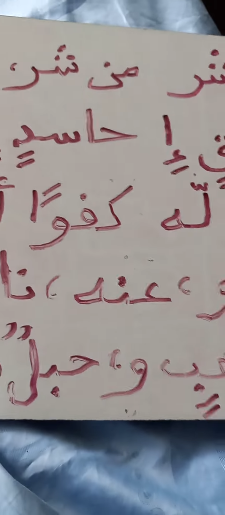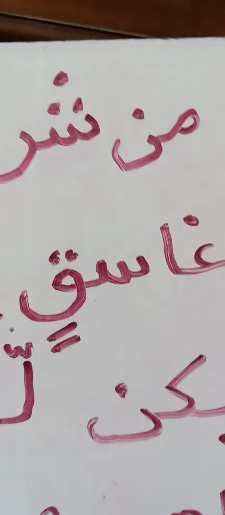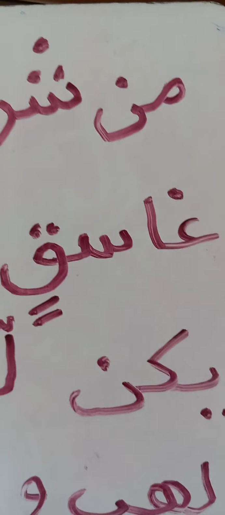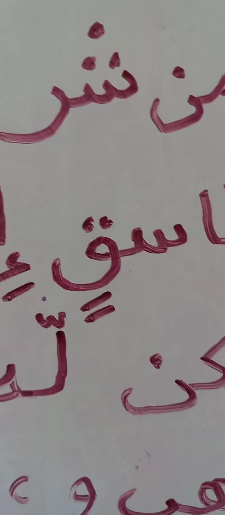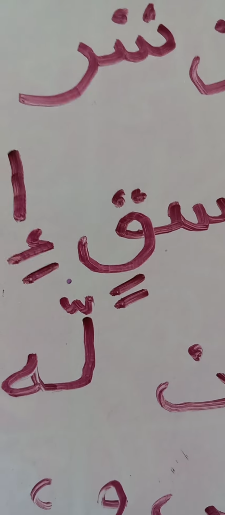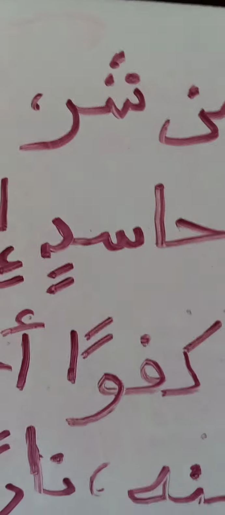There are only 6 letters that you can actually claim to be clear sounds if they come after the nun sakin or the tanween. So if the alif, the ha, the kha, the ayn, or the ghain comes after nun sakin or tanween, then you can make a clear sound. Otherwise, you cannot make any other sound.